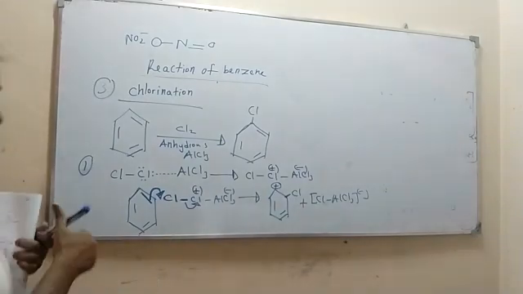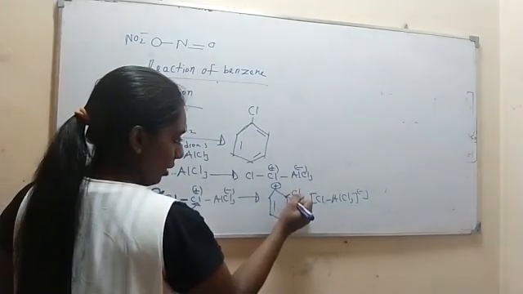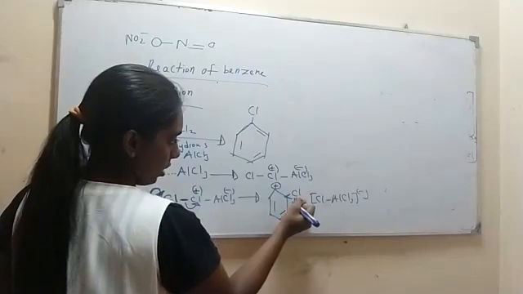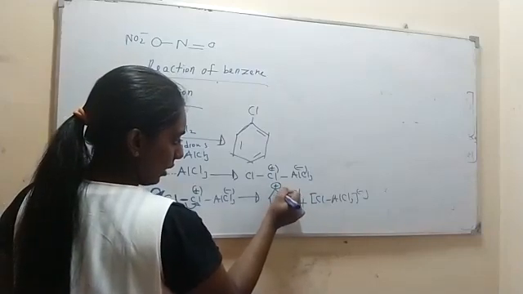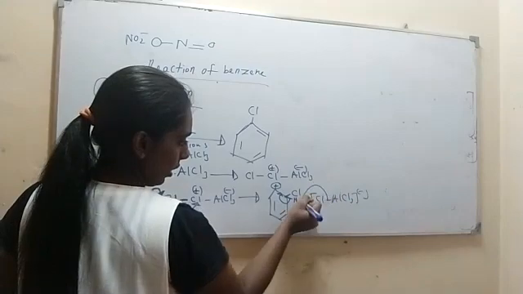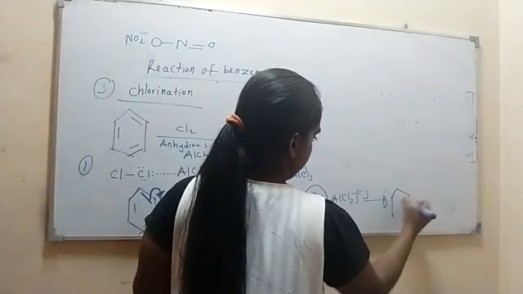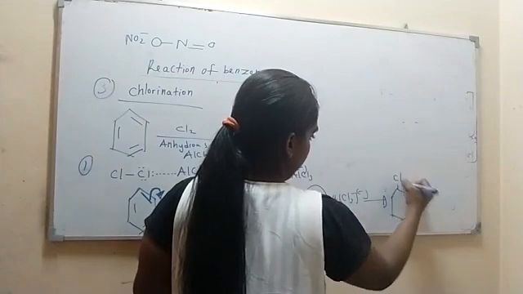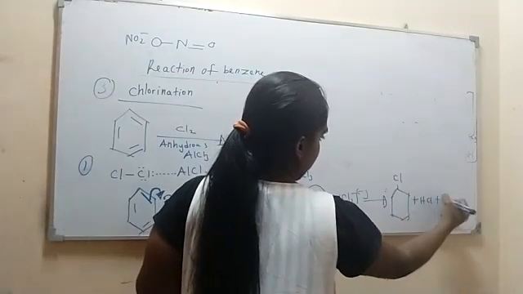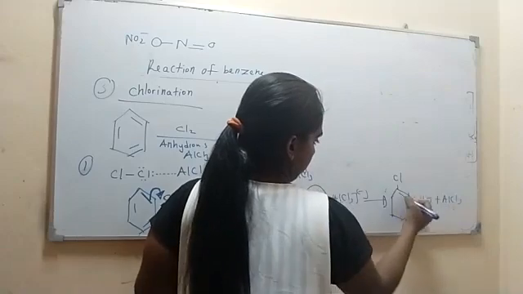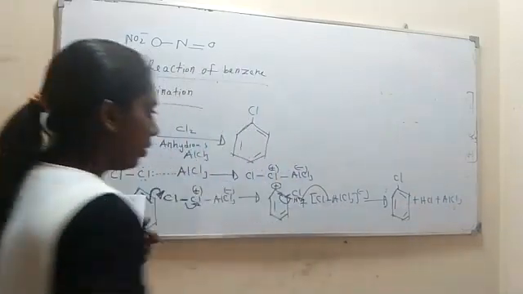Normally we don't show hydrogen, but for resonance we are supposed to show this. Hydrogen will give its electron to reduce this plus, and this chlorine will give its electrons to hydrogen. Then the product we will get is the benzene ring with chlorine here, plus HCl, plus aluminium chloride.